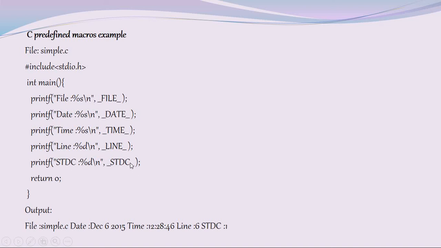If you are compiling the code as per the ANSI standard, then it is going to be 1. So this is our output. File name is printed, date is printed, time is printed, line number is printed, finally STDC which is 1. So this is our output of predefined macros. So we have seen object like macro, function like macro, and some predefined macros. So this is the end of macros.